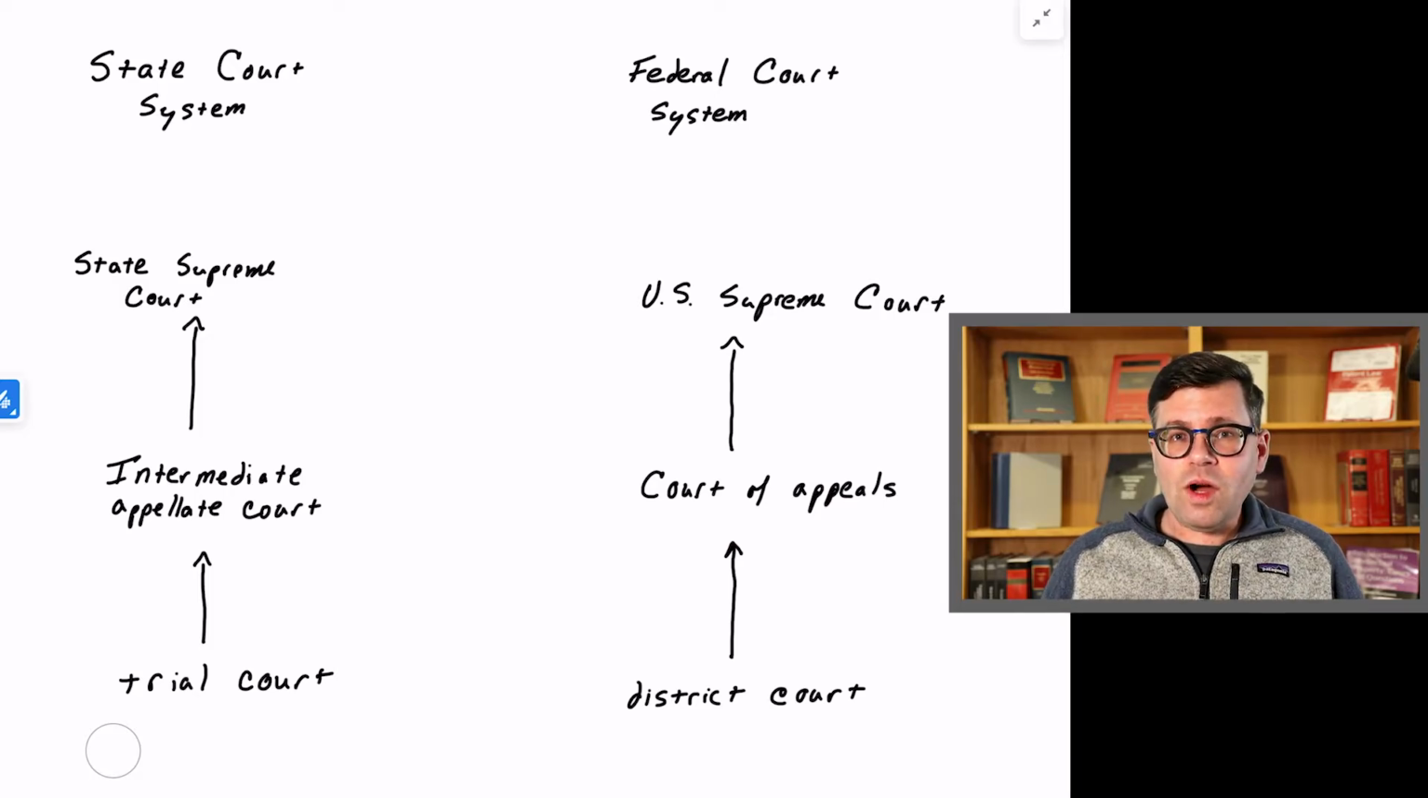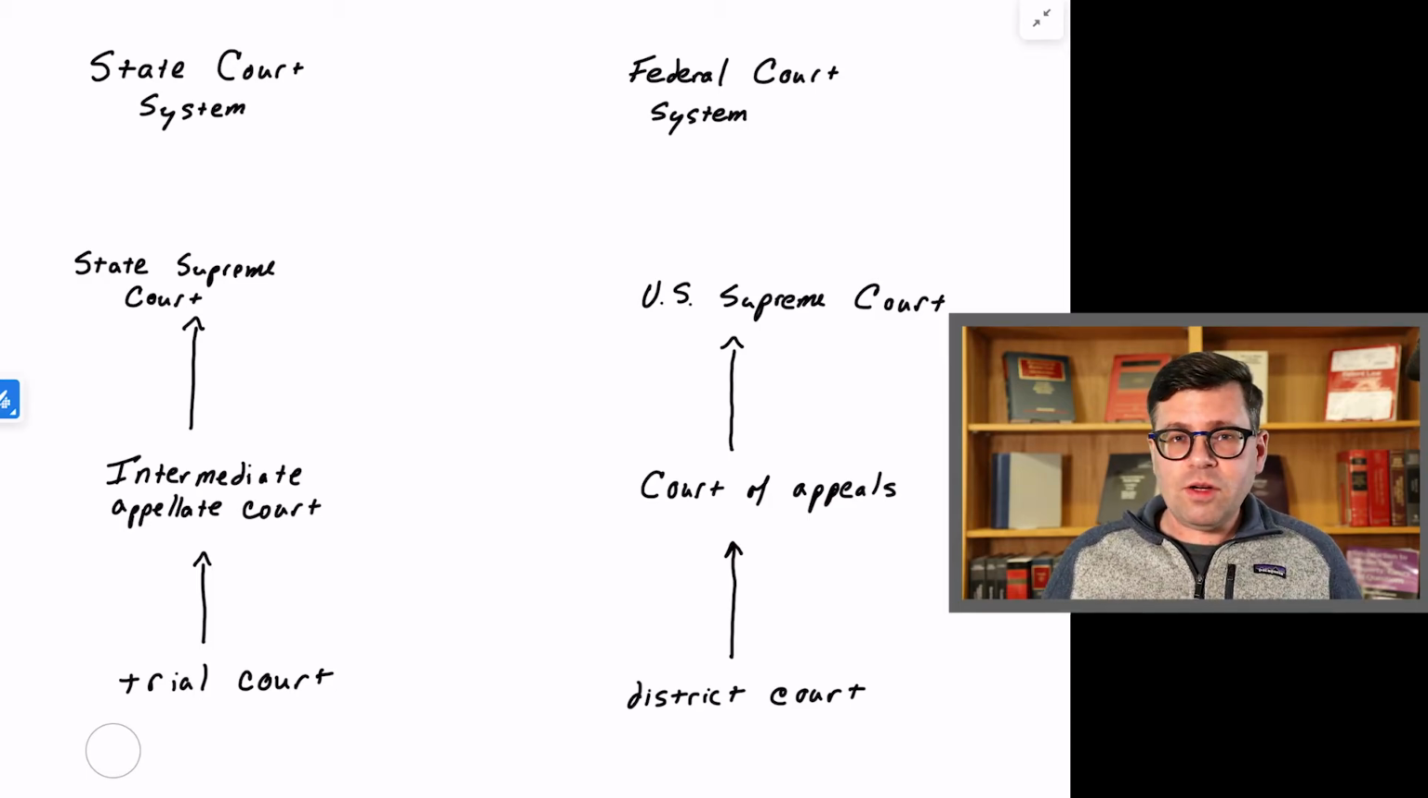Now, let's add one more complexity. It turns out that trademark claims can be brought under both state and federal law. And so it's entirely possible that in our instance, the plaintiff brought both state and federal trademark claims in the federal district court.